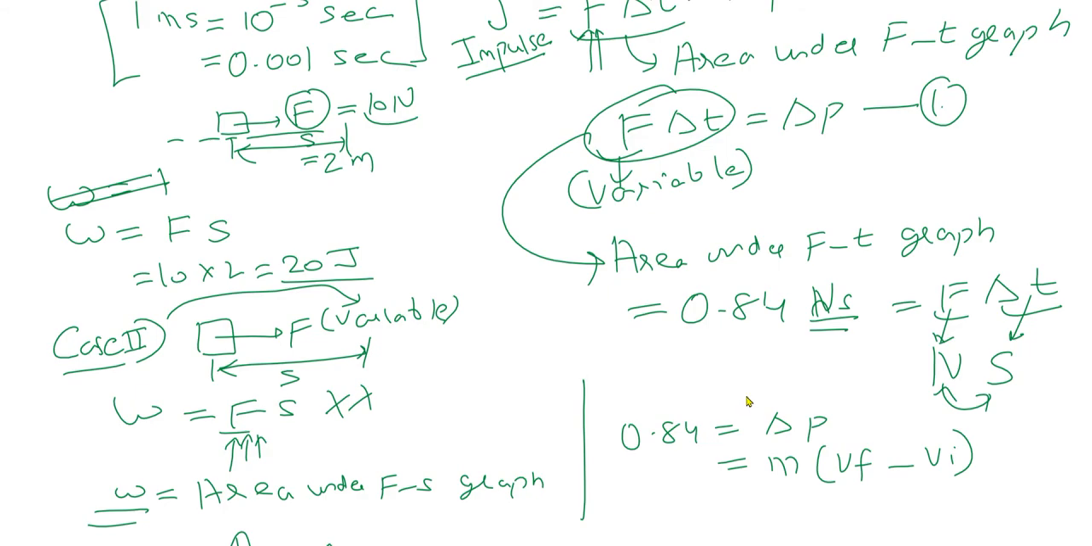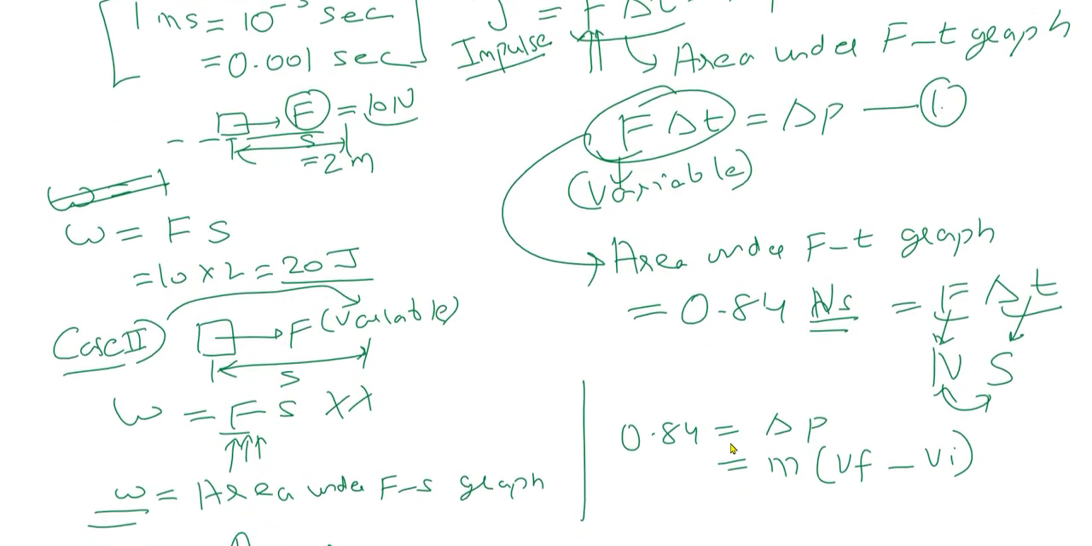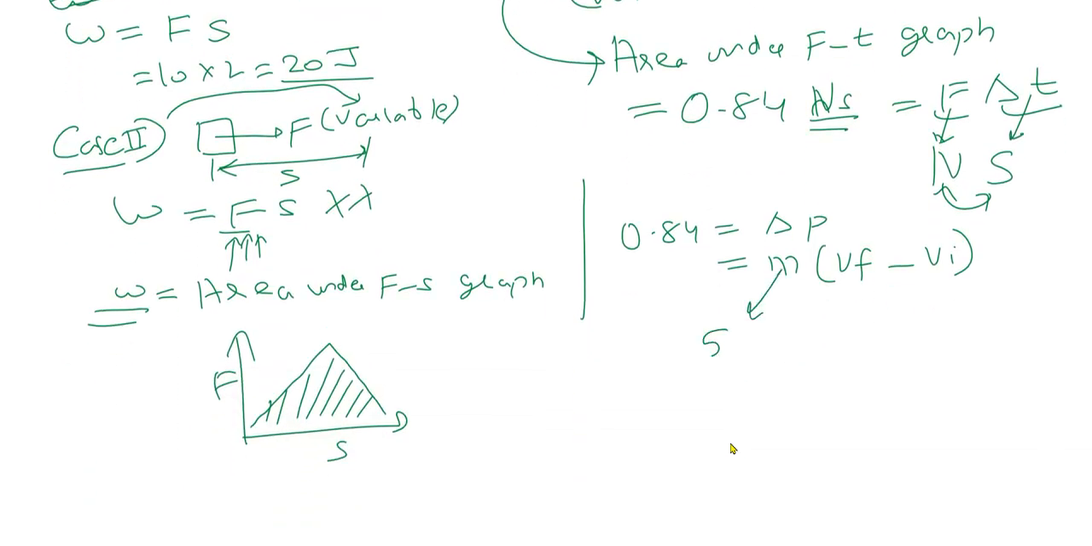Now if I scroll up, what are we supposed to find? We are supposed to find the speed of the ball as it leaves the racket. This implies we have to find the final velocity. And it is given that the tennis ball was stationary initially, so the initial velocity is 0. And is the mass of the ball given to us? Yes, 5.8 into 10 to the power minus 2. So let's put all these values into our expression. Velocity final is what we need to find. Initial velocity is 0. So Sheldon, now solve for this equation and tell me what will be the value of final velocity. Alright, sir.